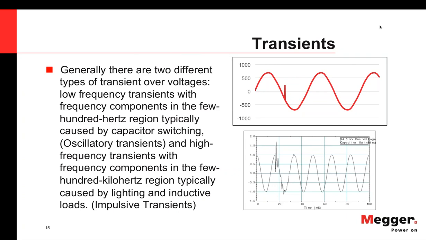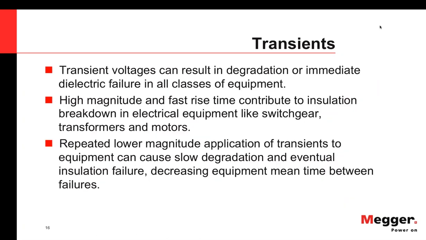We also have the high frequency transients with frequency components in a few hundreds of kilohertz. These are typically caused by lightning or inductive load switching. They're characterized because they're basically single-ended, and you don't see the ringing on them. Transient voltages can result in deterioration or immediate dielectric failure in any class of equipment. You have high magnitude and fast rise times, which contribute to insulation breakdown.